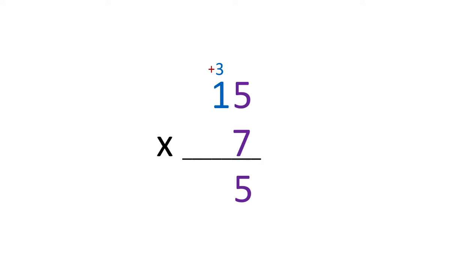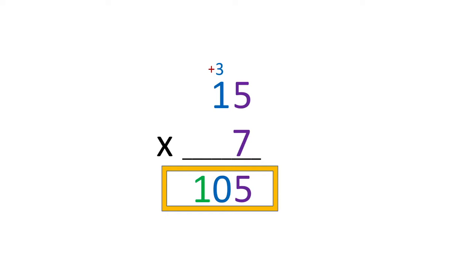So next we think of our 10. 7 times 1 is 7. Plus 3 more is 10. So we can put that down at the bottom because this is our last number to multiply. We don't have anything else here to keep working on. So it's okay to put our 10 down here at the bottom. And our whole answer is 105.